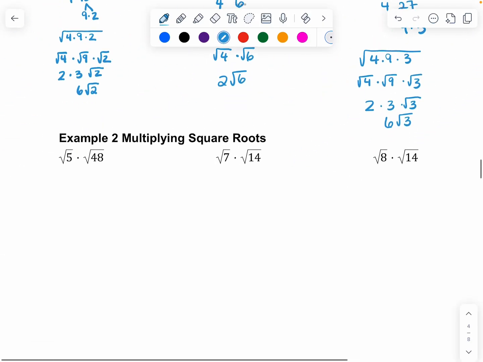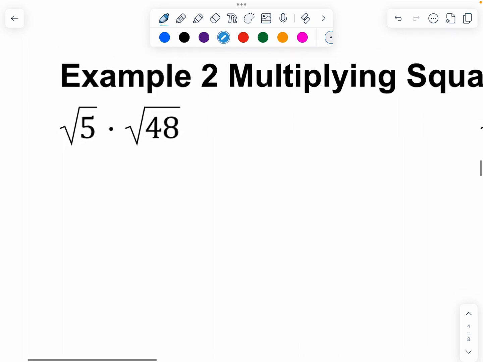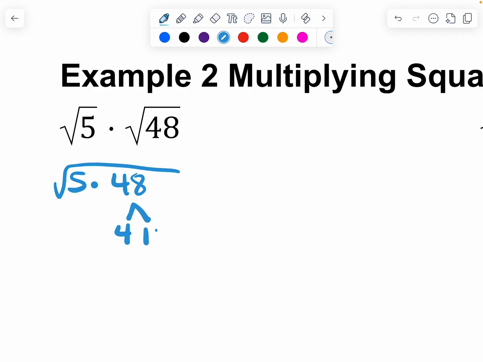Next part, multiplying square roots. Okay. So basically what we're doing is we're taking 5 times 48. Now I'm not going to actually multiply 5 times 48 right now because I'm trying to simplify this. So I want to multiply it, but yet I also need to simplify this. So I'm going to take 48 and 4 goes into that 12 times. 4 goes into that 3 times.